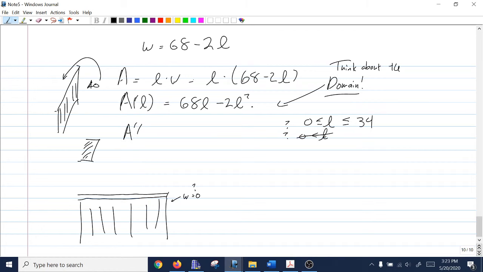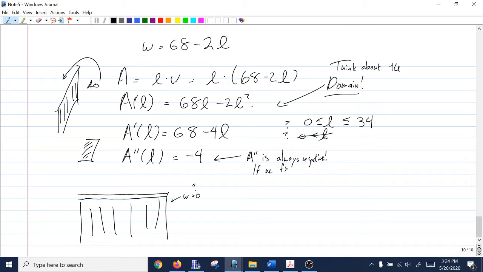What's the derivative of this function? Derivative of that is 68 minus 4L. It's not hard to take the second derivative. Let's take the second derivative. Second derivative is just the number negative 4. Hey, the number negative 4 is always negative. If we find a critical point, we automatically know it's the maximum.